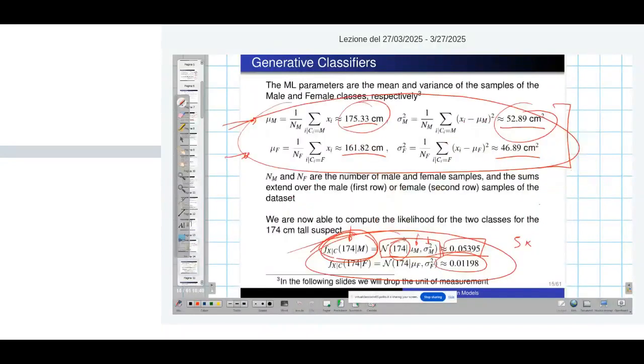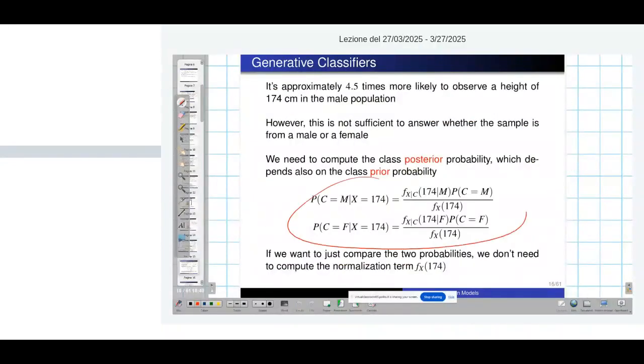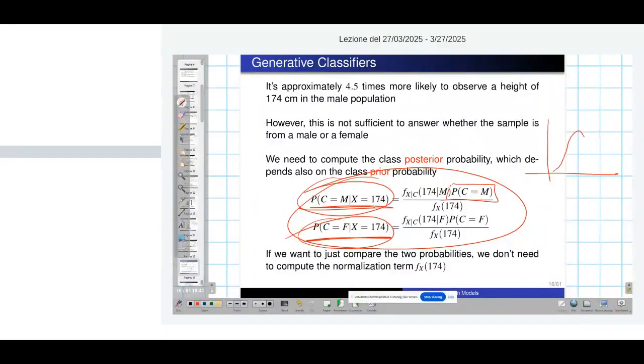How do I obtain the answer to my problem? I need to combine it with the prior class probability. Combining with the prior class probabilities of male and female, I can obtain the class posterior probability. This is what I want to compute. Why? Well, what is this simulating? Let's see with the female-male example. So these are the class conditional densities, okay? Male and female.